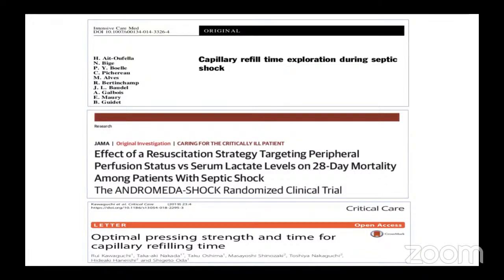In fact, the ANDROMEDA-SHOCK trial looked at a resuscitation strategy which targeted capillary refill time versus a strategy of lactate clearance on the mortality in patients with septic shock, and found that capillary refill time was almost as good, if not better, as compared to the lactate targeted therapy.